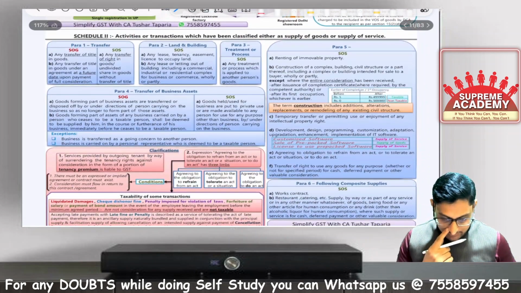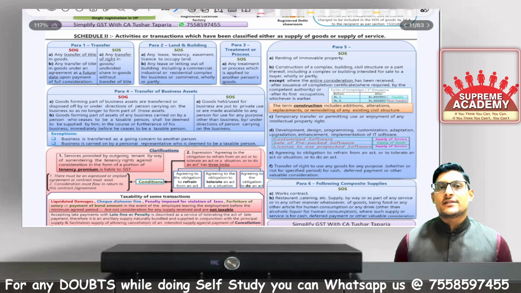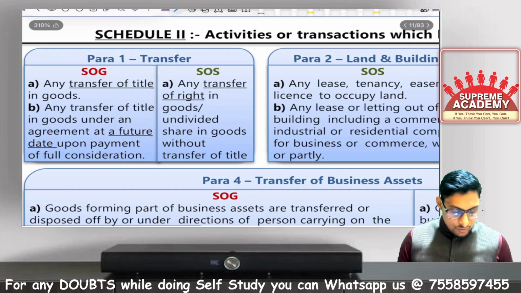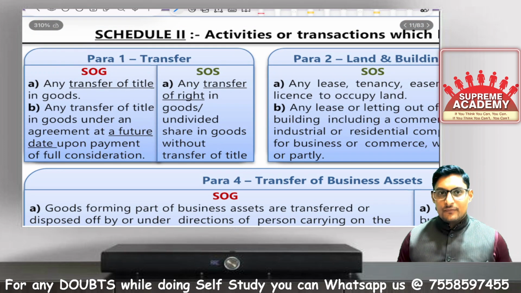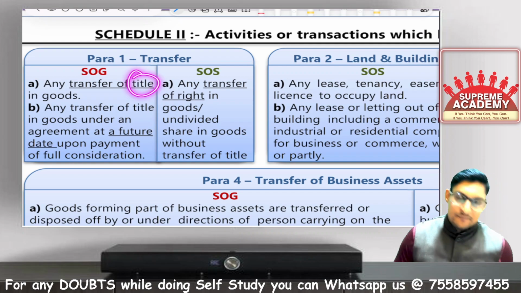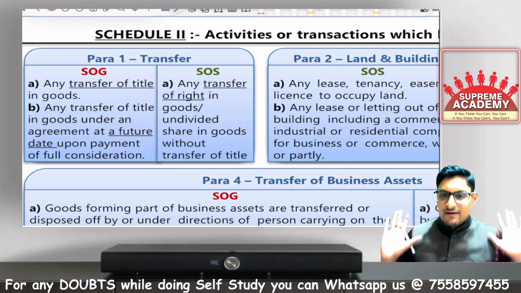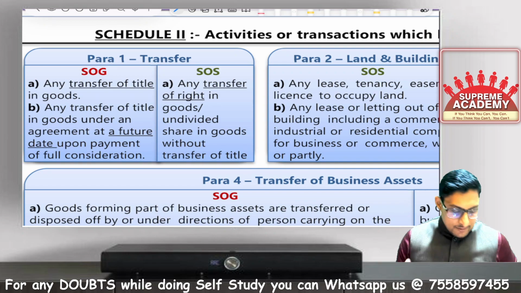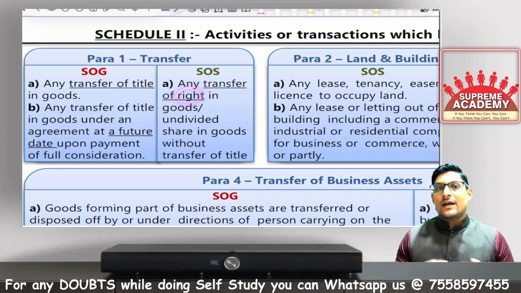Now going toward schedule 2. Schedule 2 provides a clarification of what is supply of goods or what is supply of service. So let's start with this. Schedule 2, para number 1, transfer. What is transferred? We are revising this. When you transfer the title, it will be supply of goods. But when you transfer the rights, it will be supply of service.